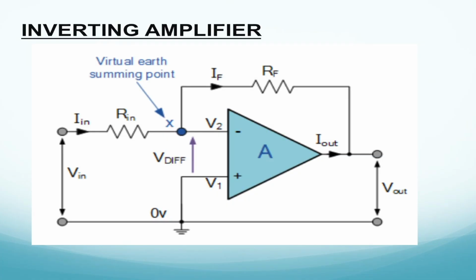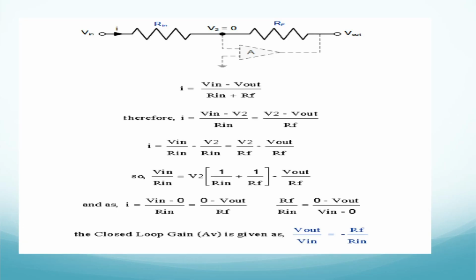Why do I call this a virtual node voltage? Because the positive terminal is grounded with 0 voltage. This 0 voltage is available at the node called X in the slide, which is given as a virtual earth summing point, taking a voltage of 0 volt, as in your positive terminal. Now we will go on to the analysis of this circuit.